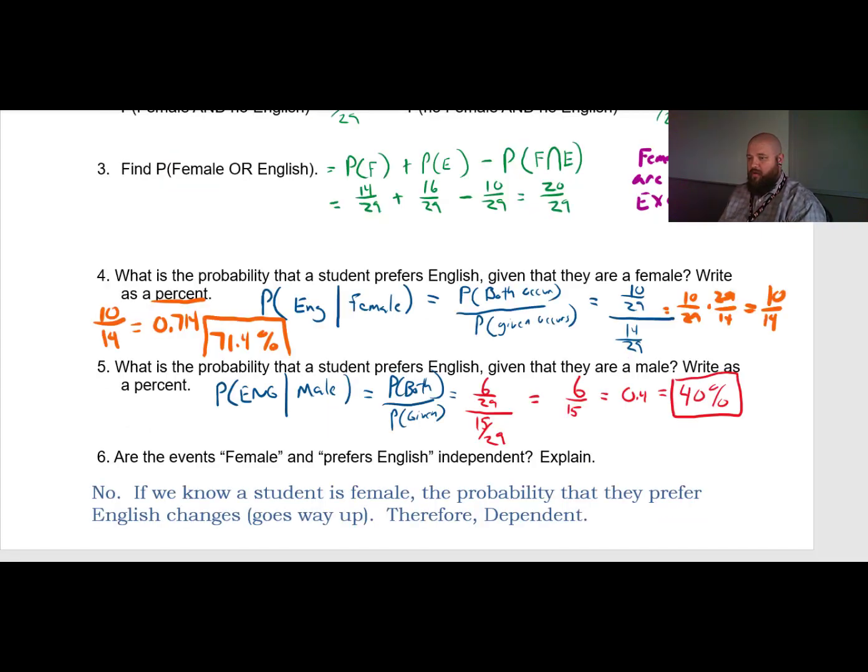So again, no, if we know a student is female, the probability that they prefer English changes. It goes way up. So therefore, they are dependent. They're dependent upon each other, right? If a female and prefers English, they are dependent upon each other. Those numbers do change for the probability dependent upon one another.